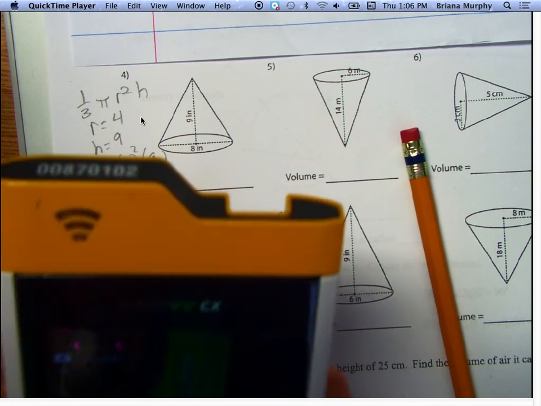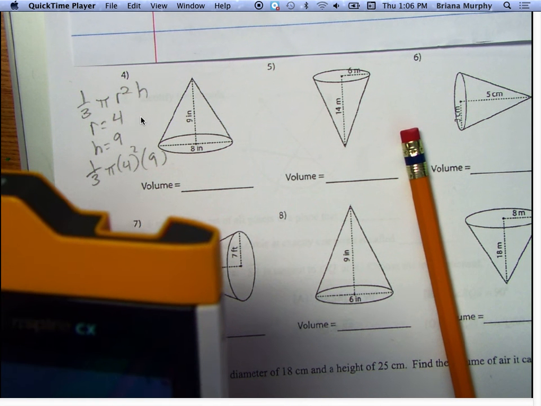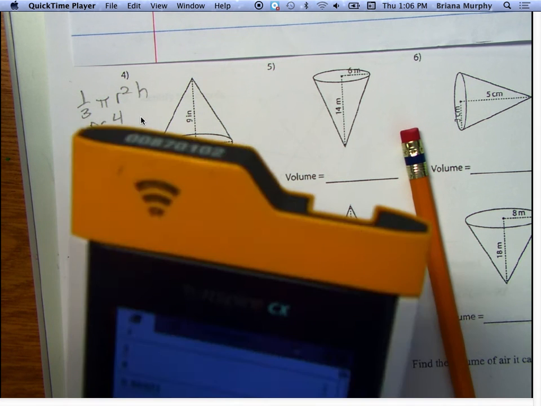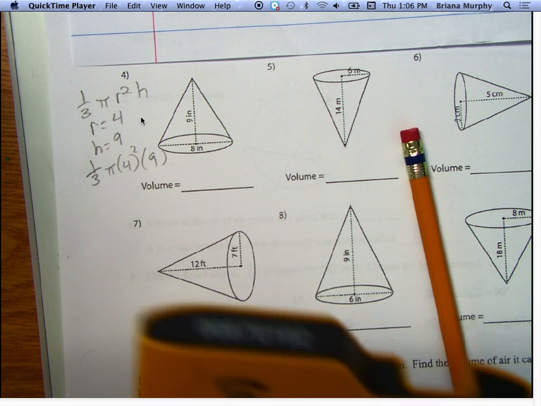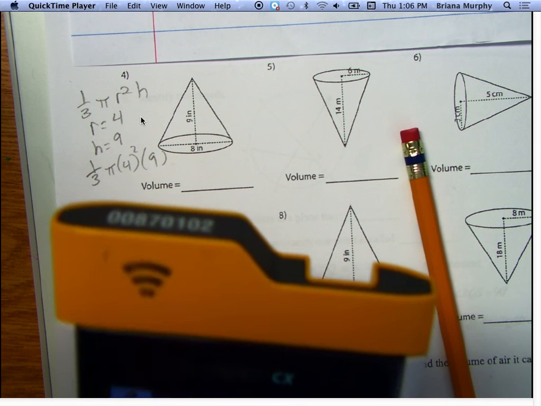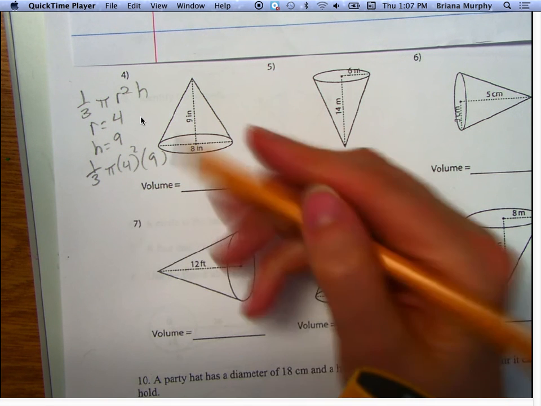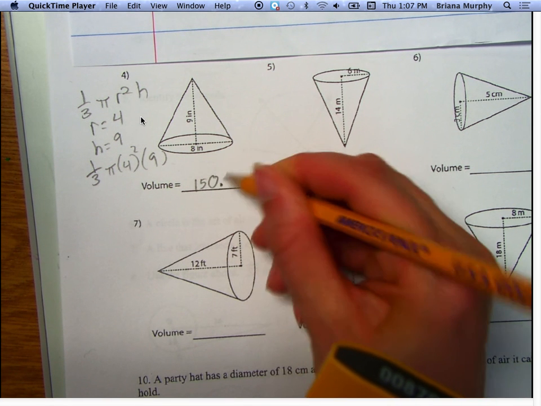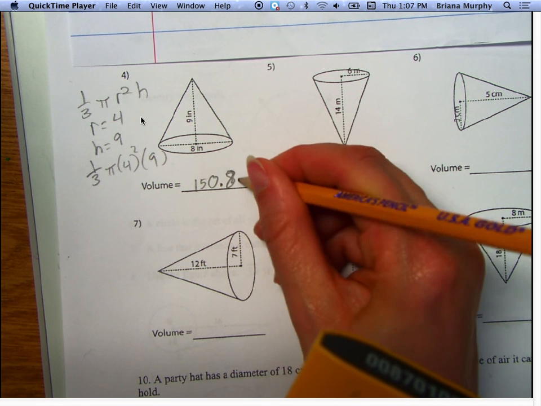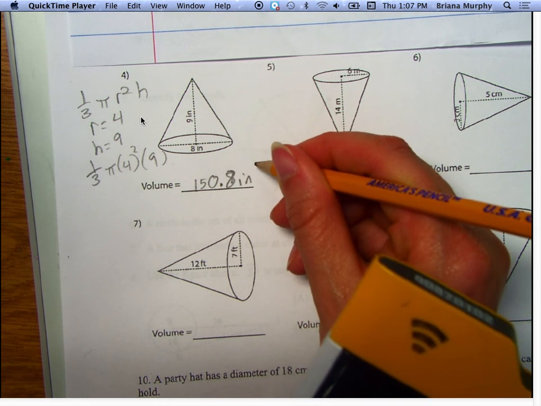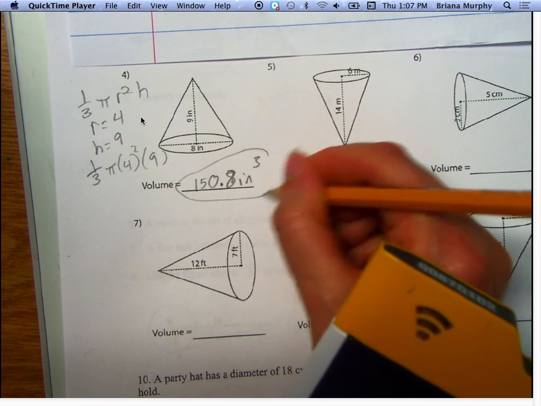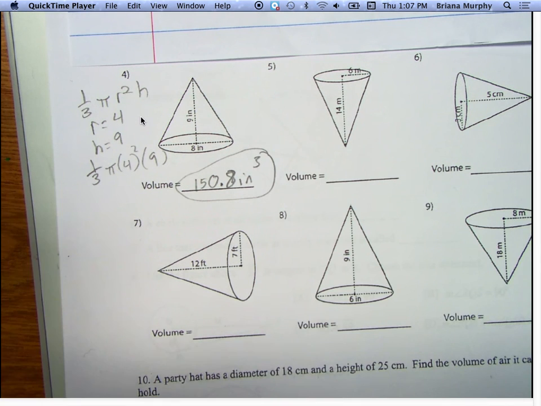So in our calculator, we do 1/3. You can do 1 divided by 3 or change it into like the fraction. Pi button, 4 squared times 9. And I get 150.796, so 0.8 I'd round up to, inches, what? Is it squared or cubed? Cubed, because volume is 3D. It's how much I can fit inside.